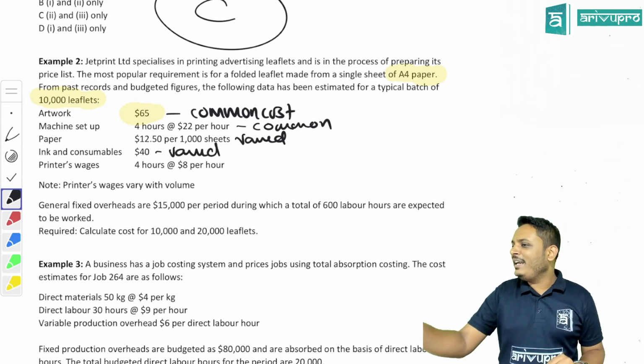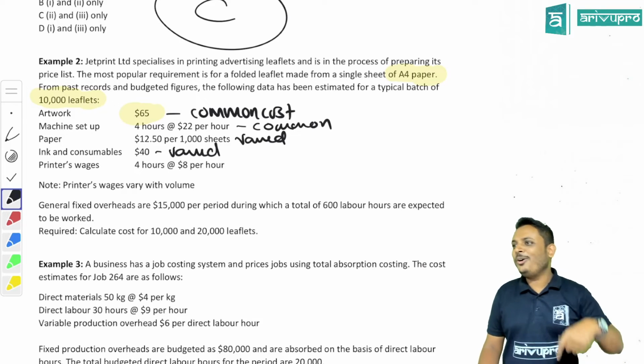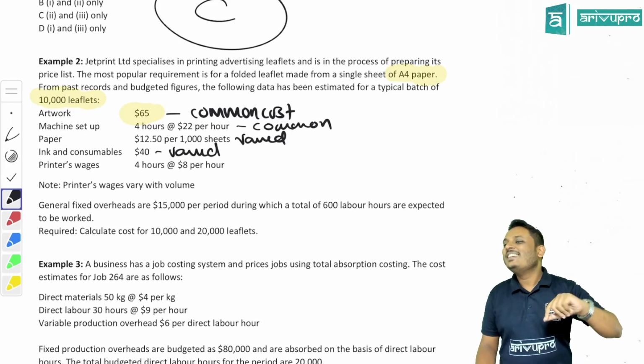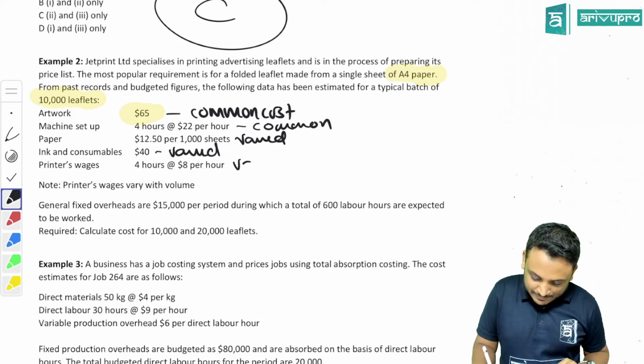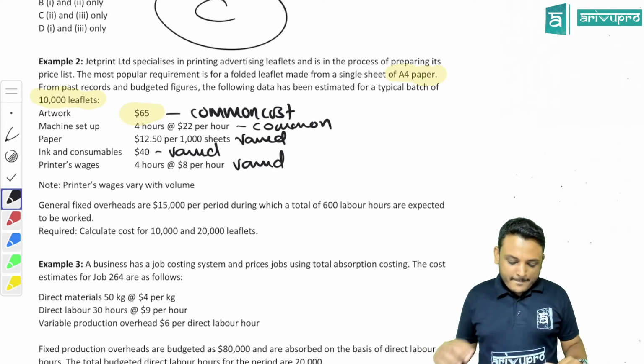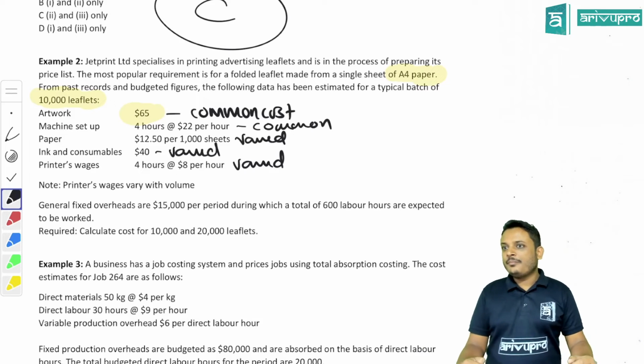For 10,000, 8 hours. For 20,000 also 8 hours or 16 hours. 16 hours. You got my point what I'm saying? Right. Therefore it is varied. Right. Clear?